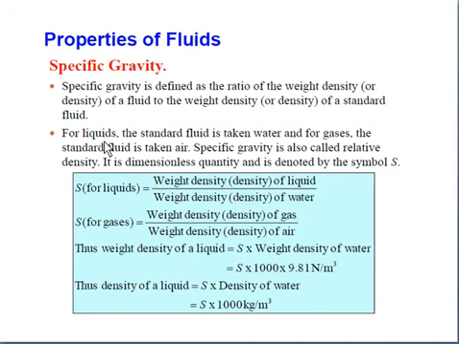For liquids, the standard fluid is taken as water, and for gases, the standard fluid is taken as air. The specific gravity is also called the relative density. It is a dimensionless quantity and it is denoted by symbol S. Why is it a dimensionless quantity? Because the same quantities are divided, weight density divided by weight density. The unit gets cancelled because the same quantity is in the numerator and denominator, and therefore it is a dimensionless quantity.